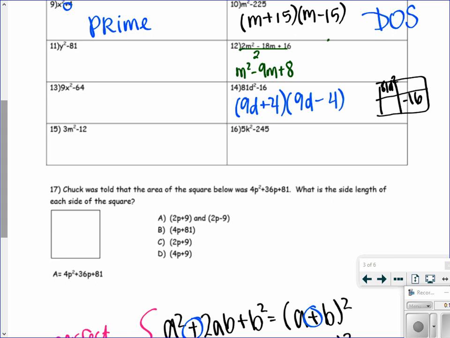Negative 8 and negative 1. What was our GCF? 2. So it's not that it was one of our special cases for that problem, but it was still factorable. That just went back to factoring.